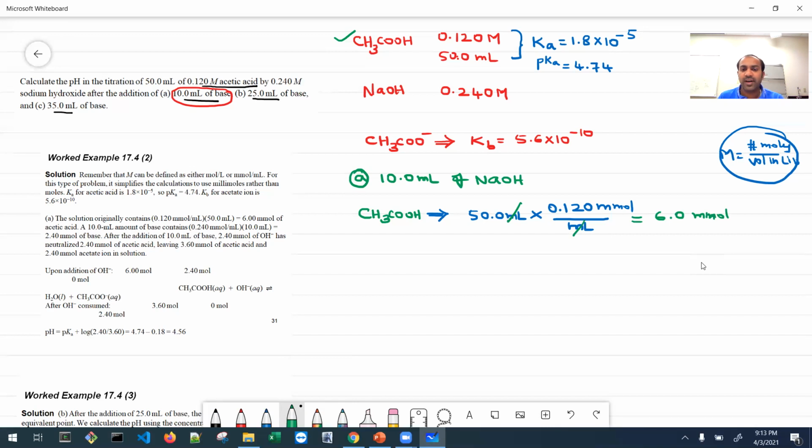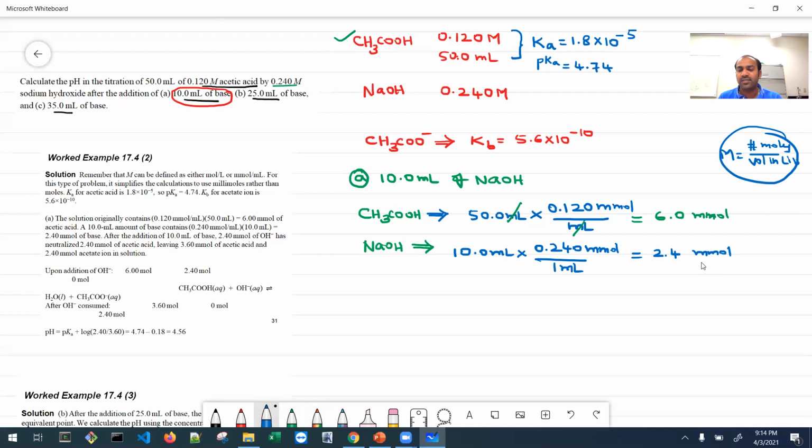Okay, so how much base are we adding? We are adding 10 milliliters of base, and the concentration of the base is 0.240. So now I will do the calculations for the base. We have 10 milliliters of the concentration 0.240 millimoles over 1 ml. And that gives you 2.4 millimoles. Okay, now we know the information in terms of moles.